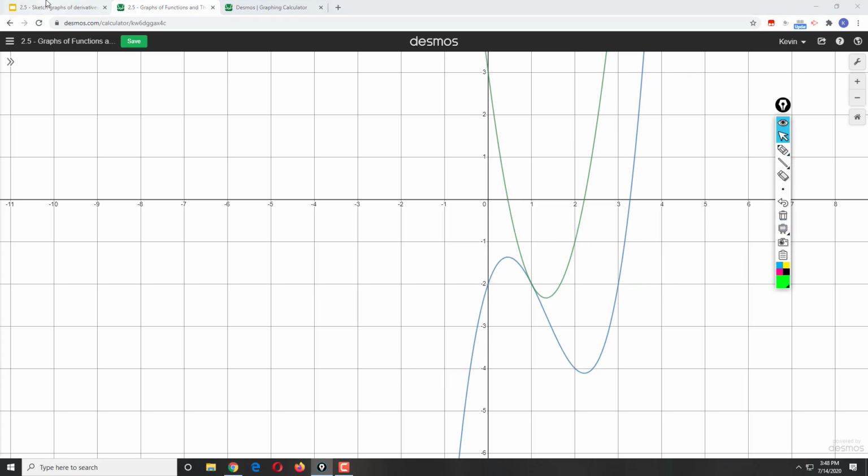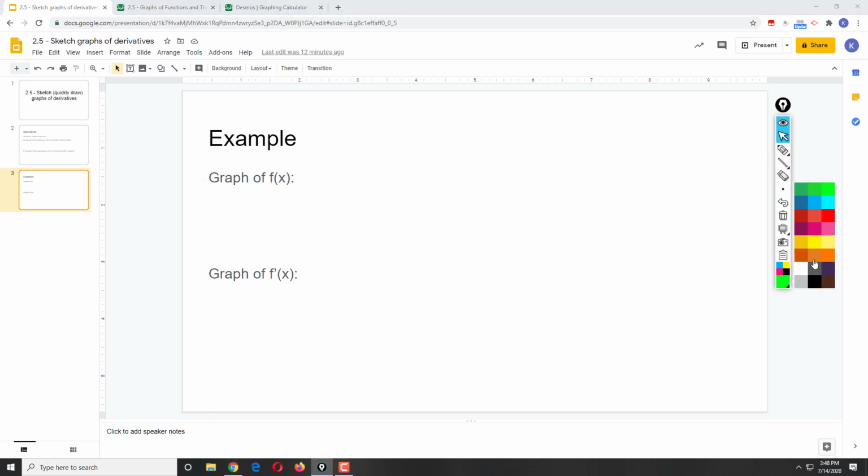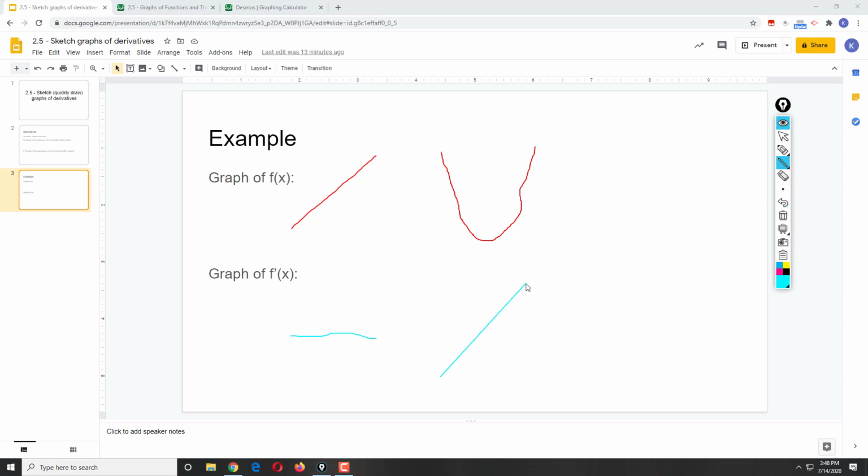So to summarize, if our graph looks like this, well, the slope doesn't change, so our derivative looks like this. If our graph is a quadratic, like a parabola, well, the slope is going down and then coming up. Then we see that the slope for this one initially is negative and then becomes positive. And if our graph of f of x is a cubic like this, well, this cubic is going up and then down and up again. That means that the derivative is positive and then negative and then positive again.